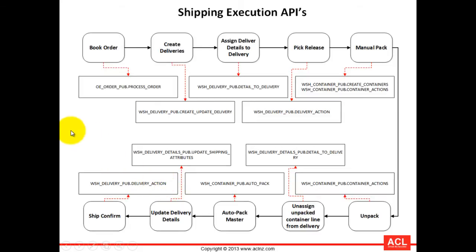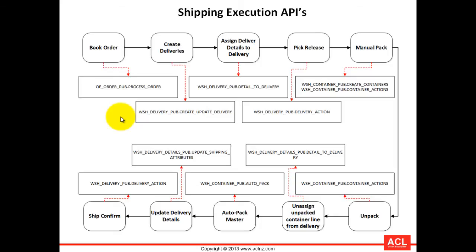So this is the summary of the order management and shipping execution APIs which one can potentially use to import orders, process orders, import deliveries, process deliveries, pack those deliveries, and finally ship confirm those deliveries from the backend. At this stage, let's go to the Oracle Applications Database and describe these APIs and list down all the package procedures which are present under them.